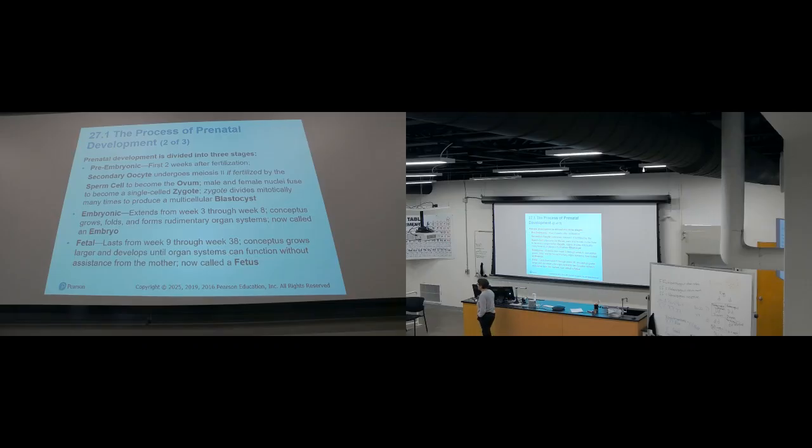And then the fetal period will be after week 8, from weeks 9 through 38. And since most of these rudimentary organs were formed during the embryonic period, all that happens during fetal life is basically enlargement of these organ systems and functionality of these organ systems.